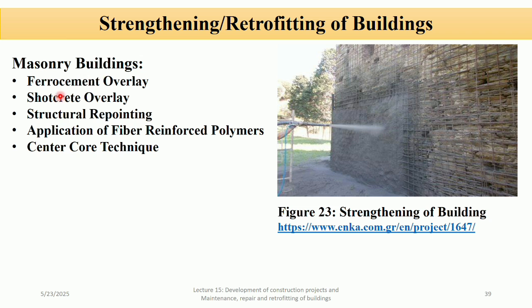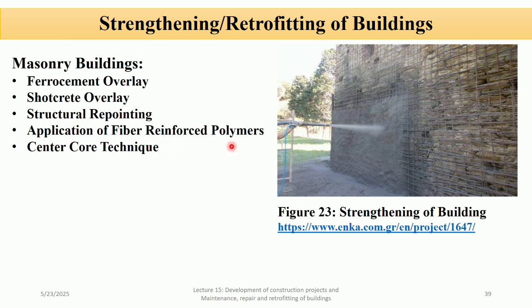So the first one is cement overlay. It is a thin layer of cement mortar reinforced with a wire mesh applied on the surface of masonry wall. Shotcrete overlay. It is a method of spraying concrete onto the wall surface at high pressure. You can see in the figure. Structure repointing. It is removing and replacing damaged mortar between bricks or stone in masonry wall.